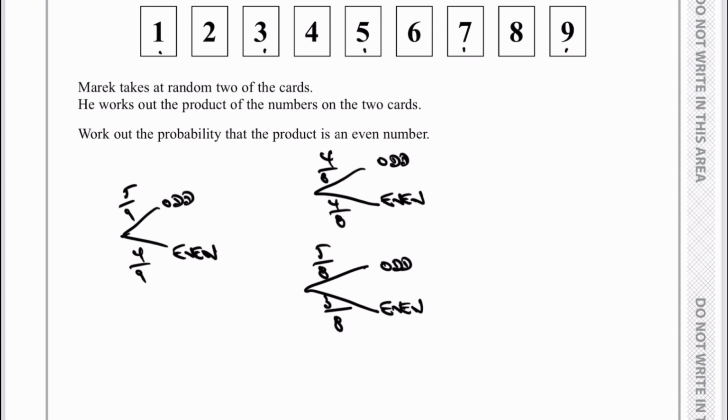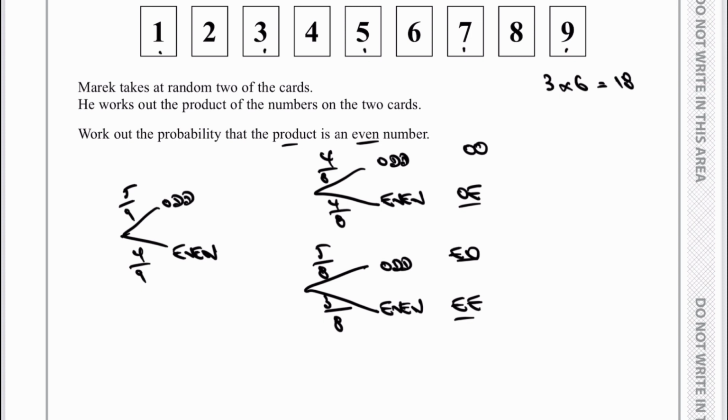Okay, so let's look at my outcomes. Well, I've got odd, odd, odd, even, even, odd, and even, even. Now the 3 that I'm actually interested in are going to be these 3, because what I'm looking for is the probability that the product, in other words, when I multiply the 2 cards together, I'm going to get an even number. So when I multiply an odd and an even number together, let's say 3 multiplied by 6, I'm always going to get an even number.